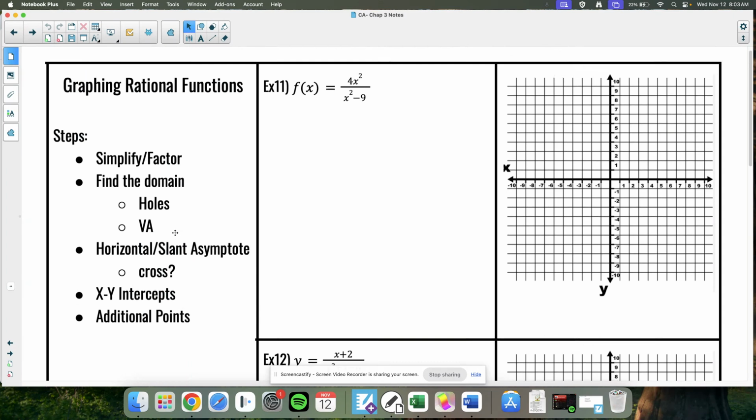And I tried to mimic the same setup that Mr. Paintner uses just because he's worked a lot more with these. The first thing you guys want to do is simplify and factor it if you can, just because it's easier to look for those key numbers that we're going to need. So when you look at example 11, can the numerator be factored? No. The denominator, how does that factor? X plus or minus 3.